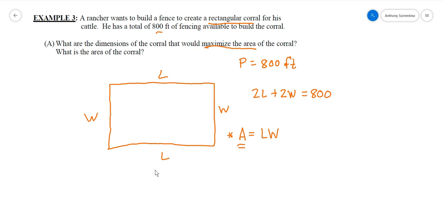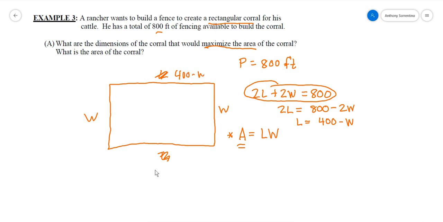That's why the perimeter information was important, because I could take this and say, well, 2L equals 800 minus 2W, and dividing both sides by 2, L would be 400 minus W. So instead of having these written as L, I can just say this is 400 minus W, and this is 400 minus W.